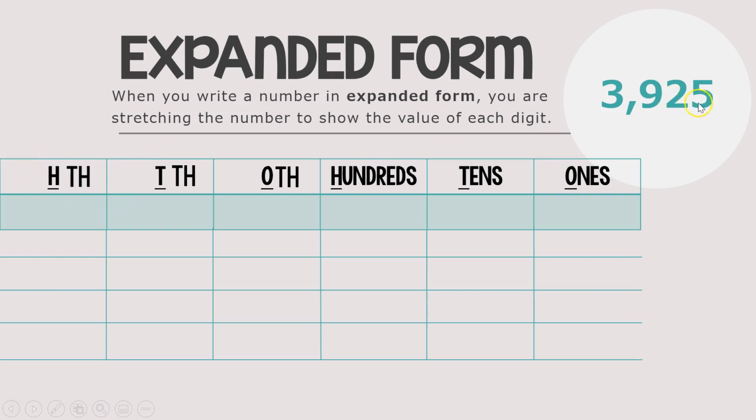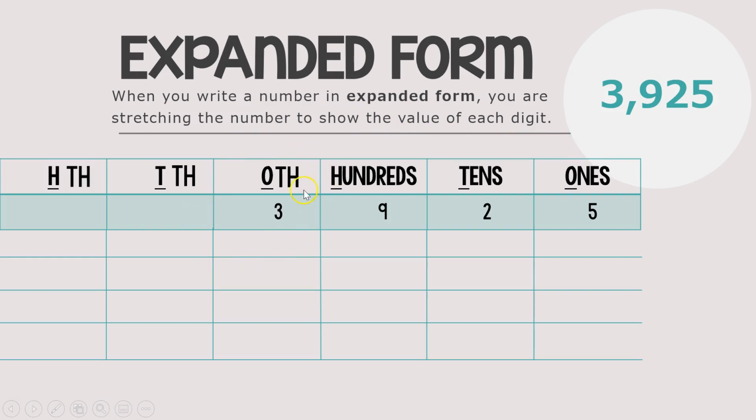I'm going to go to my number and I'm going to start all the way to the right and fill it into my chart. I have a 5 in the ones place, a 2 in the tens place, a 9 in the hundreds place, and a 3 in the 1,000s place. Now that I have my number in my HTO chart, it's time for me to expand it, or to stretch it out.